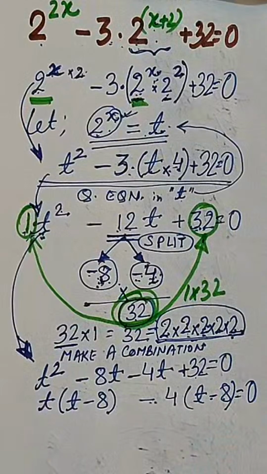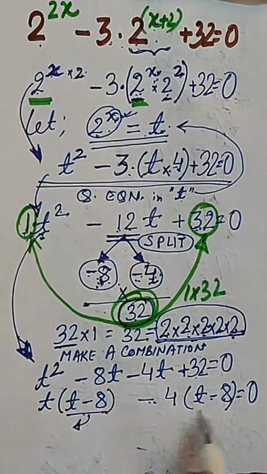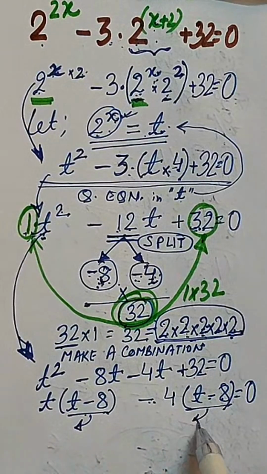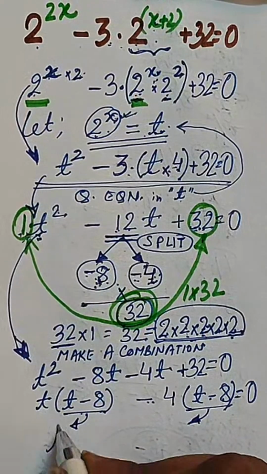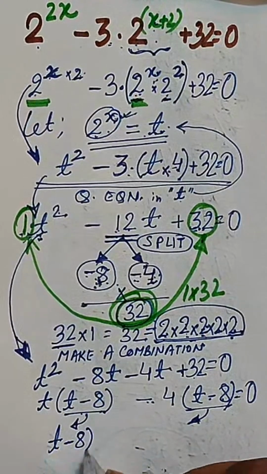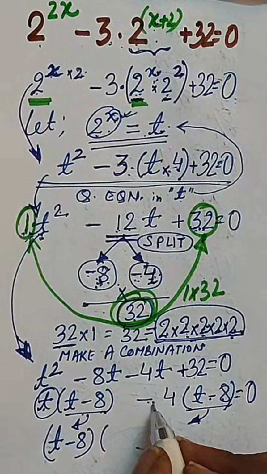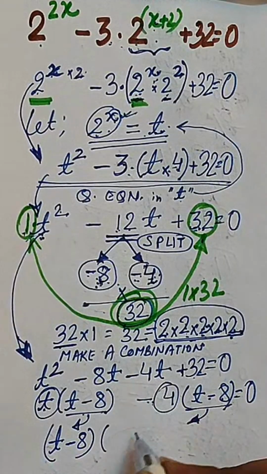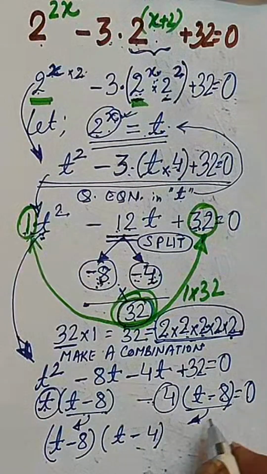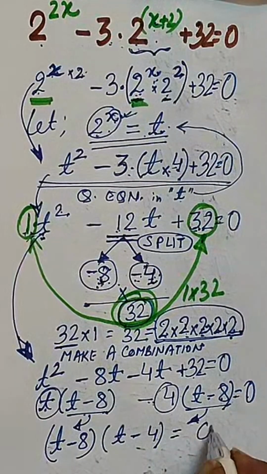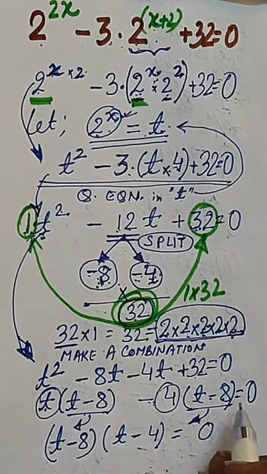So this is coming. Now from here, you can bring out t minus 8 from the first term and t minus 8 from the second term, right? Then this quadratic equation will look like t minus 8, and under the bracket, this t and this minus 4 will be left. So it will be t minus 4, and all this is equal to 0. Don't forget to write 0 on the RHS. RHS is very important to solve this, right?